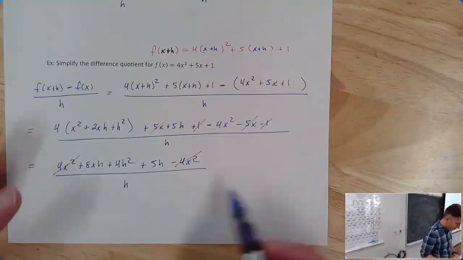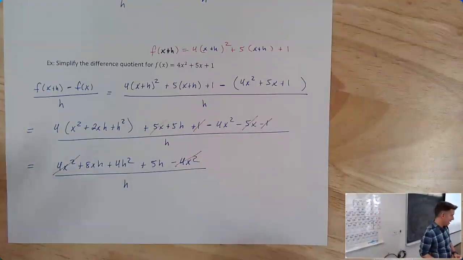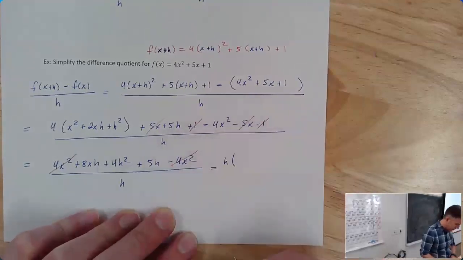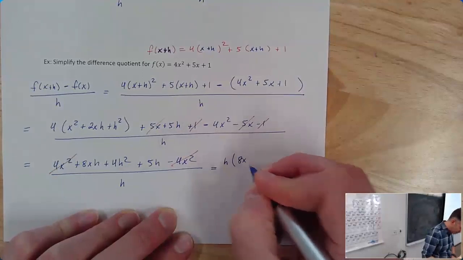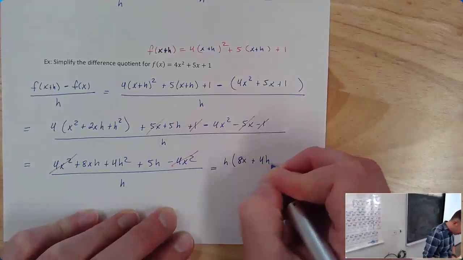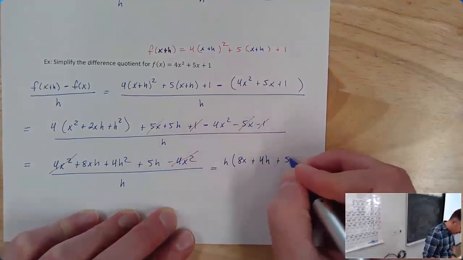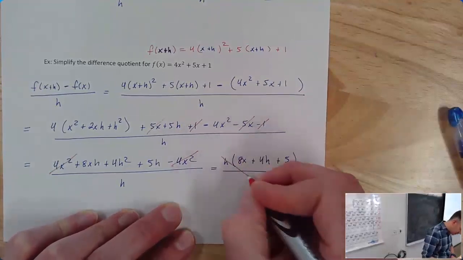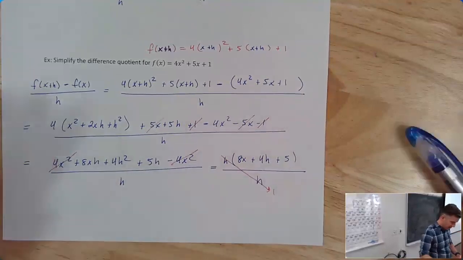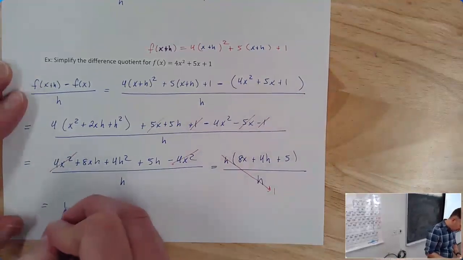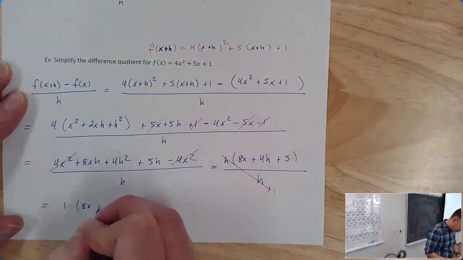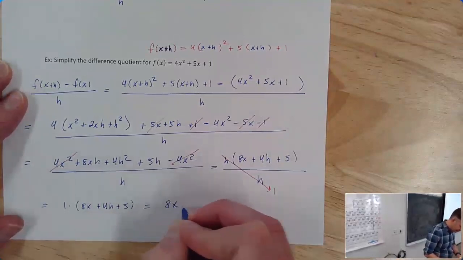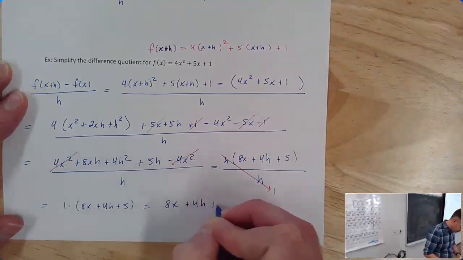So you can either divide each thing by h and just say you get what you get. I prefer to take the path of factoring out an h from the top. So I'm left with 8x plus 4 times h to the first plus 5, all divided by h. And then h divided by h is equal to 1. So I really just got 1 times 8x plus 4h plus 5, which I should have just skipped that step and written 8x plus 4h plus 5.